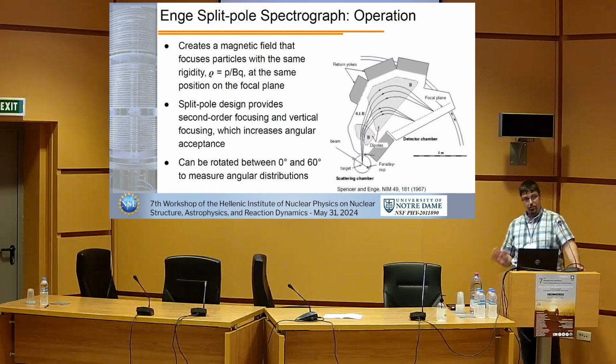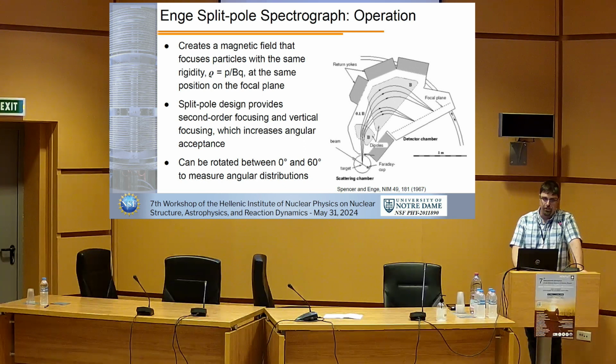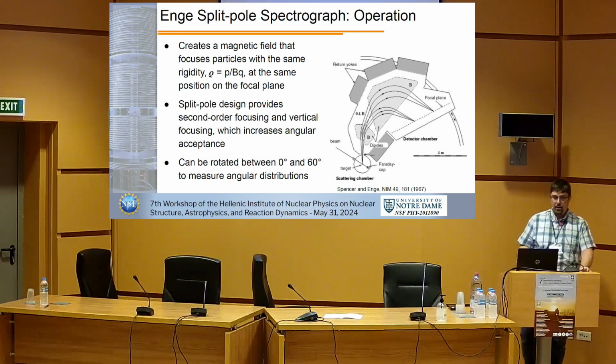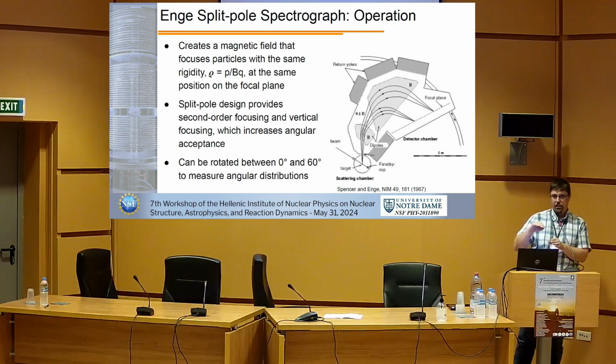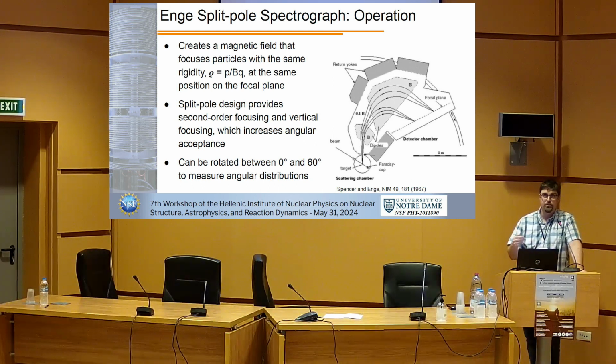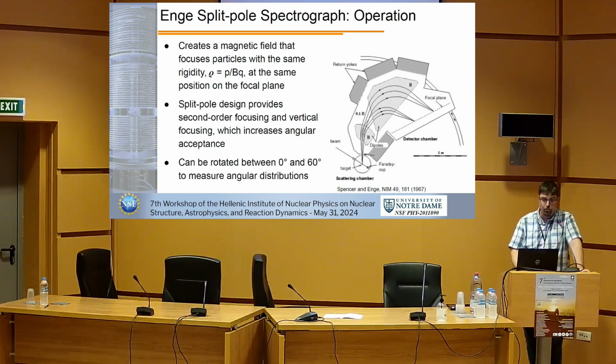Now, at Notre Dame, we inherited a split-pole spectrograph from Oak Ridge when it closed down a few years ago. The nice thing about a spectrograph is, as a magnetic spectrometer, it focuses particles with the same rigidity to the same place on the focal plane. What this allows us to do is translate position into energy, which gives us more precise determination and better separation of energy levels through position. In particular, the split-pole design gives us a second order focusing effect at the focal plane and some vertical focusing as well, which increases our overall angular acceptance.